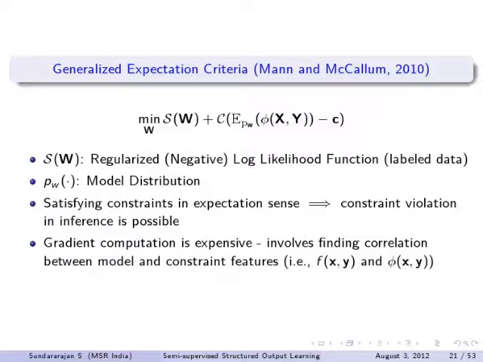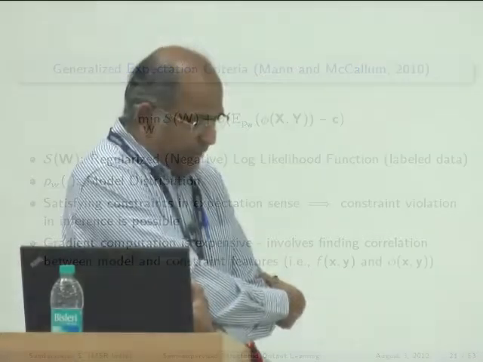And then one of the important works in this area is the generalized expectation criteria method proposed by Mann and McCallum. What they did was basically add this particular regularization term to the supervised learning term. So there are two things one should notice here. One is that here the constraints are basically specified in an expectation sense. Basically this P_W is nothing but the probability model specified by the weight vector that you learn here.